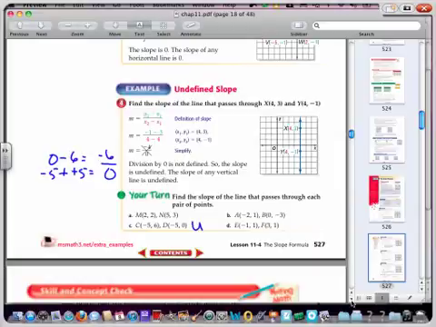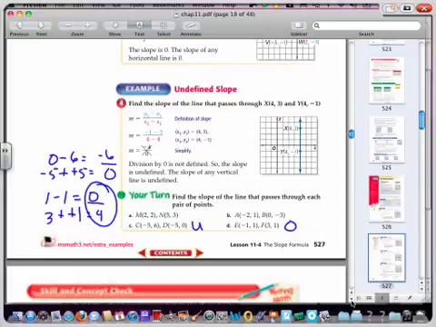And for D, we get 1 minus 1, which is 0, and 3 minus -1, so we're going to add that. Get 4. Doesn't really matter, I got 0 on top, so my slope of this one is 0. So there are my answers for those problems. You are now ready to begin.